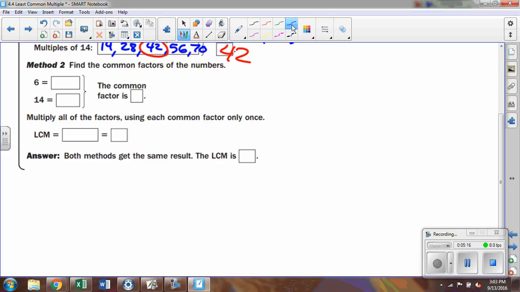Well, the second method is based on identifying your factors. So we'll create our prime factorization like we would get from a factor tree. 6 is equal to 2 times 3. 14 is equal to 2 times 7. In our earlier work, we then identified what the common factors were. For instance, what do they have in common for both lists?